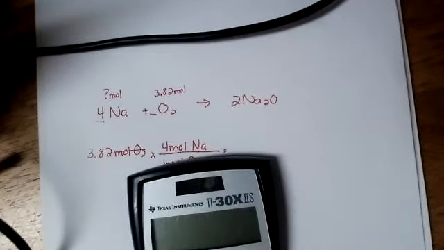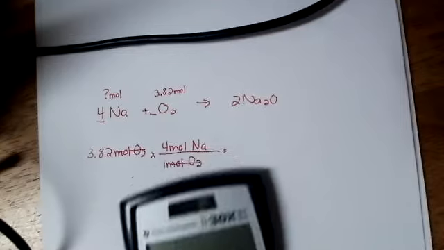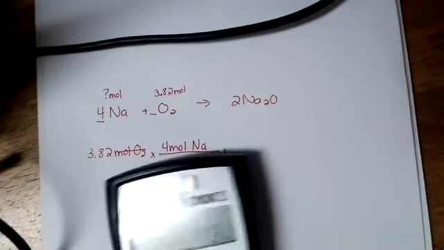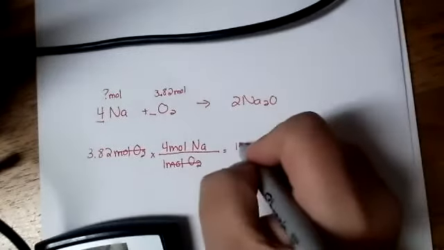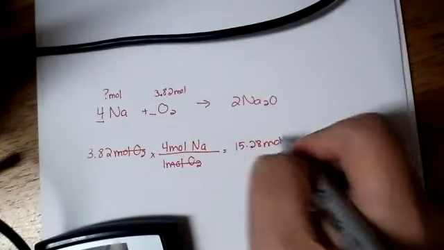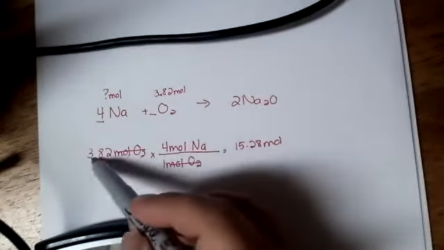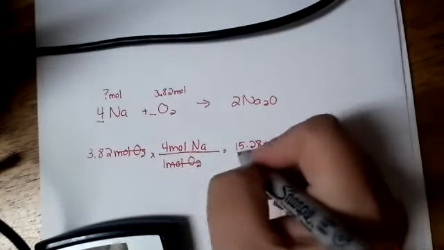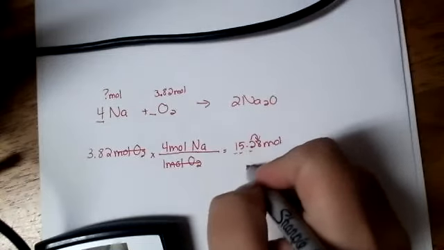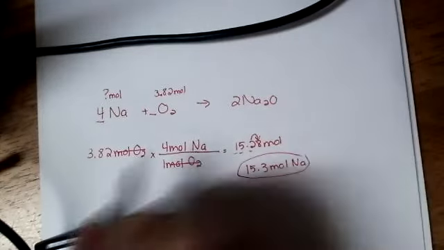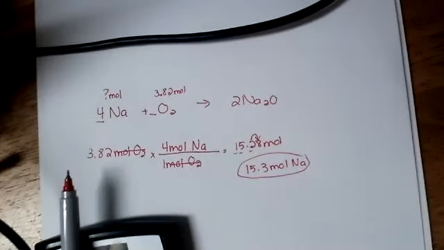So I'm going to say 3.82 times 4 divided by 1, and I get 15.28 moles. So am I done? What do I need to do now? Sig figs. I have 3 sig figs here, so my answer has to have 3. So 1, 2, 3, the 8 rounds it up: 15.3 moles of sodium. And that would be the answer for the very first one, 1A.